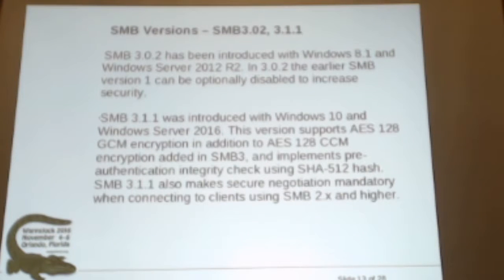Okay, SMB 3.0.2, 3.1.1. So bringing us up to the current state, SMB 3.0.2 Release 2, and really the main thing here is that due to security considerations, they give the ability to disable SMB1 within that protocol. SMB 3.1.1, the latest and greatest, was introduced with Windows 10 and Windows Server 2016. The client supports encryption. In addition to that, there are higher integrity security hashes, and secure negotiation is mandatory when connecting to clients that support it.